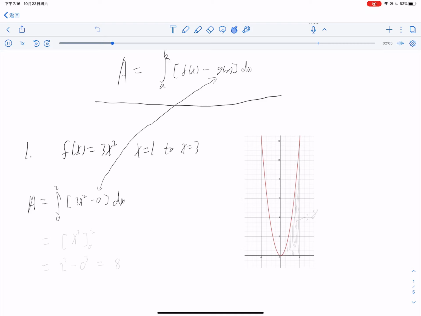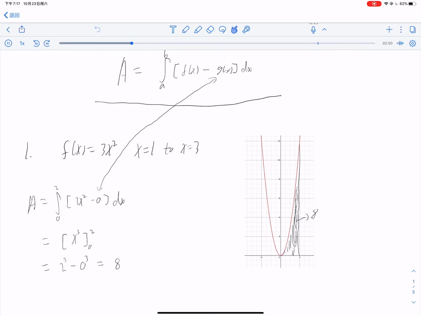Normally when you do this integration, you probably don't write a minus 0 here, but I just want to show you the concept of minus g of x. So this equals x cubed from 0 to 2, which is 2 to the power of 3 minus 0 to the power of 3, which is 8. So this just means that, here to here, the shaded region from 0 to 2 is 8.